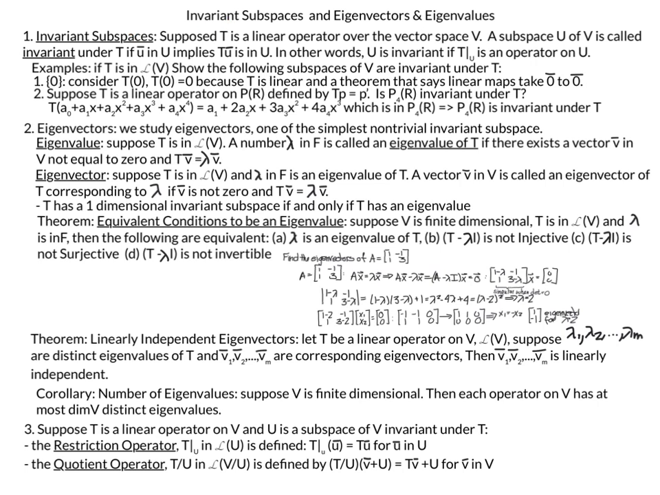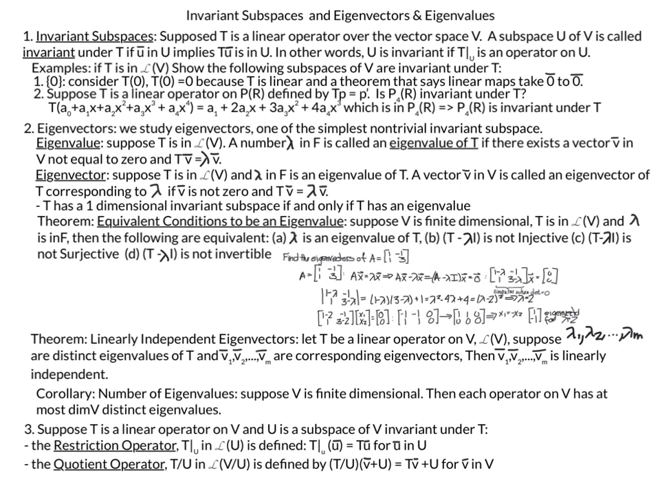Suppose T is a linear operator over the vector space V. In other words, T is a linear map that goes from V and maps right back into V. A subspace U of V is called invariant under T if any vector u in the subspace U implies that T of u is in the subspace U. In other words, U is invariant if T restricted to U is an operator on U.